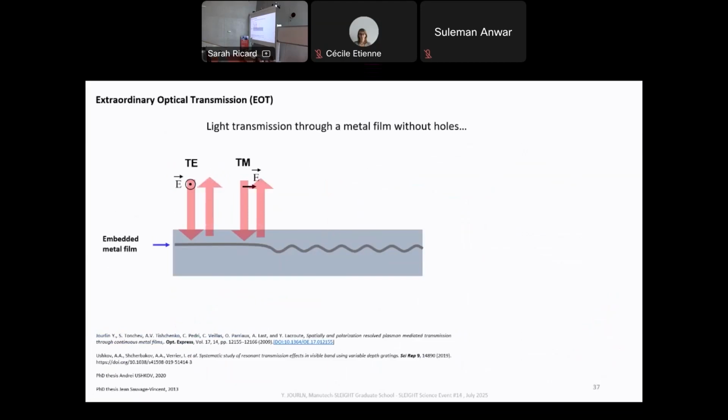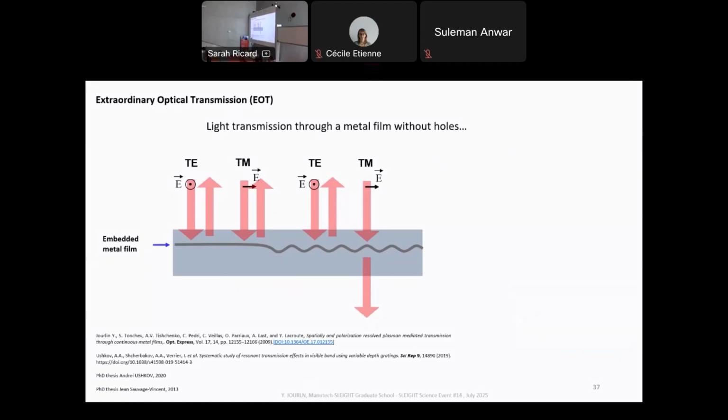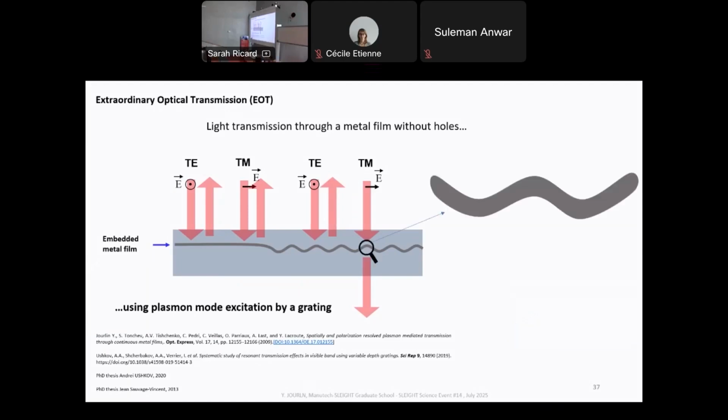If we consider first a thin metallic layer, for both polarizations, TE and TM, you have almost 100% reflection. For a non-corrugated metallic layer, for the TE, you will have almost 100% of reflection. For the TM, we can expect to have 80, let's say 90% of reflection. So it is the excitation of the surface plasmon. It is the same as what I used before.